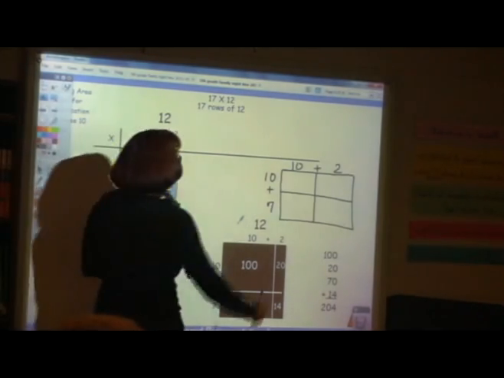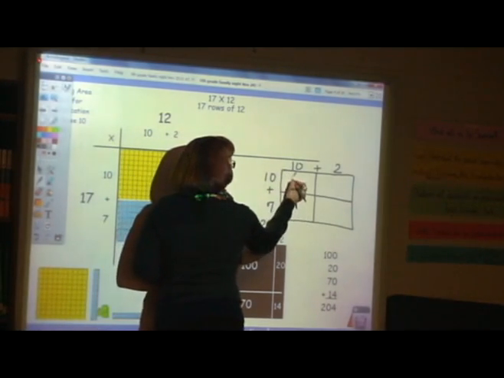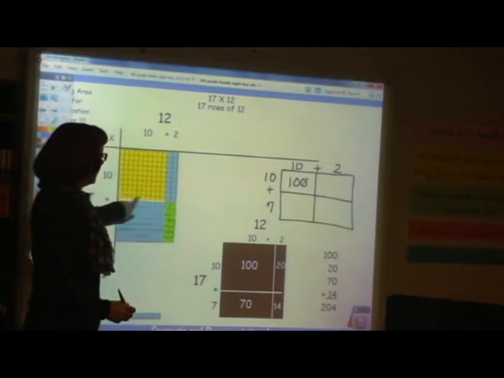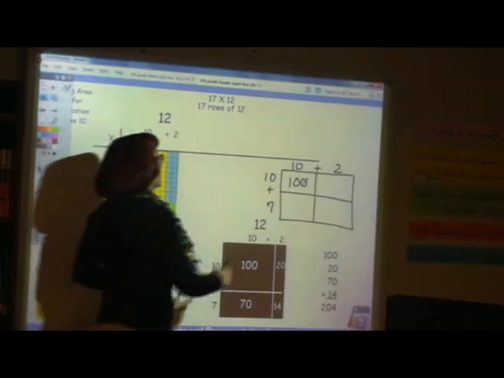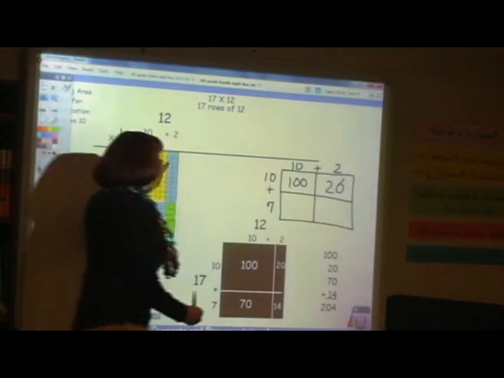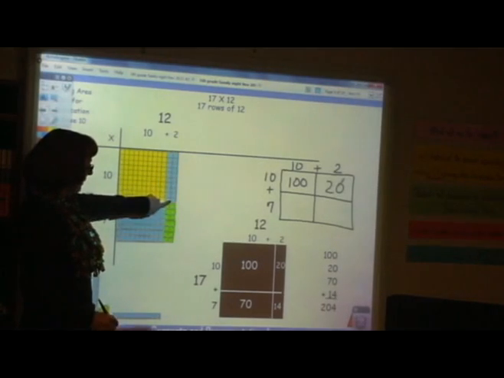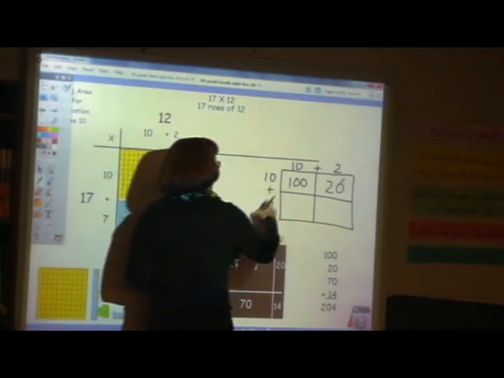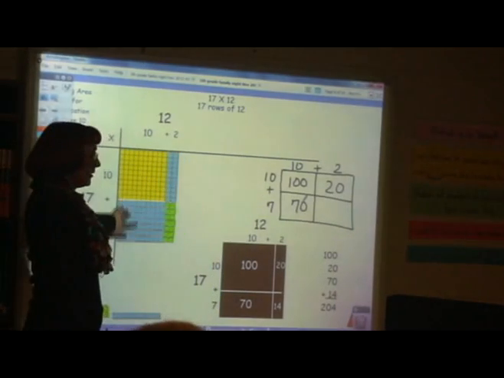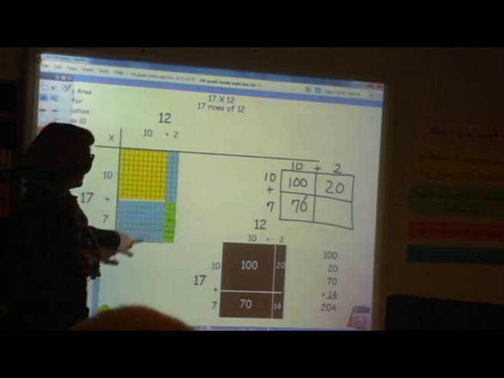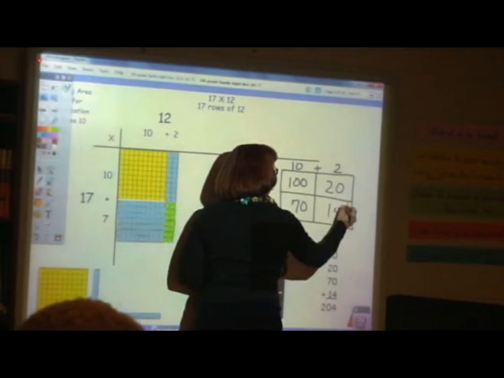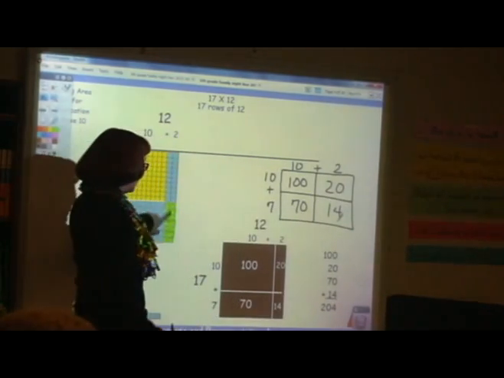And then we say 10 times 10 is 100, which is represented over here. 10 times 2 is 20, is represented right here. 7 times 10 is 70. These are represented here. And then 7 times 2 is 14, and it's represented right here.